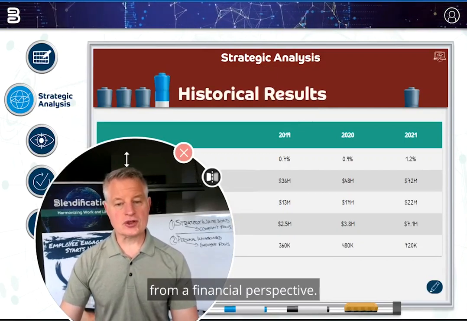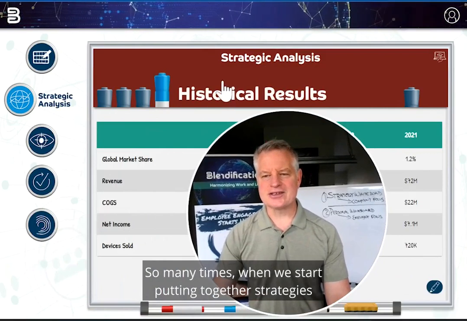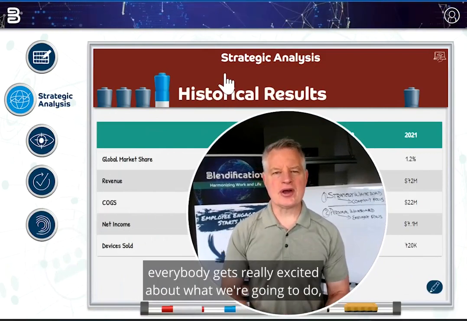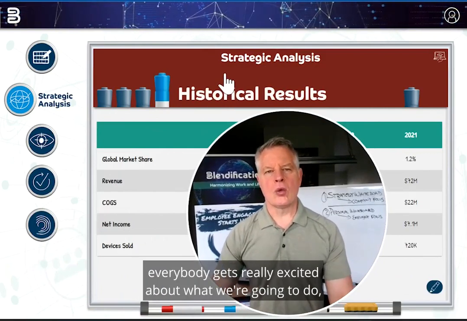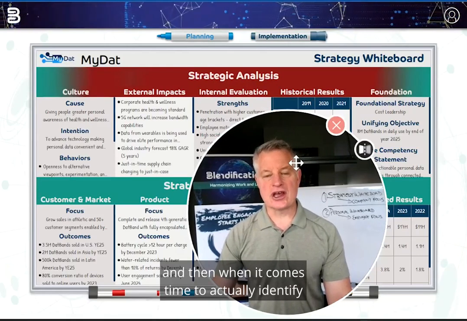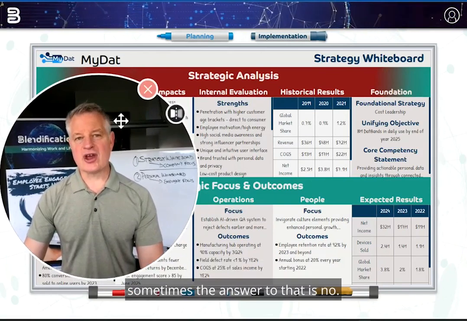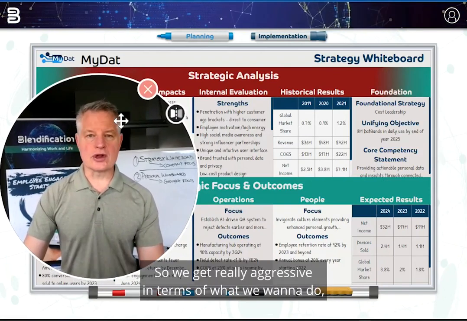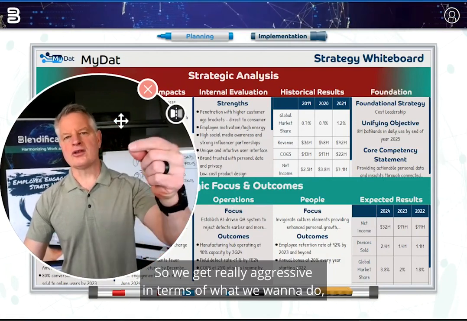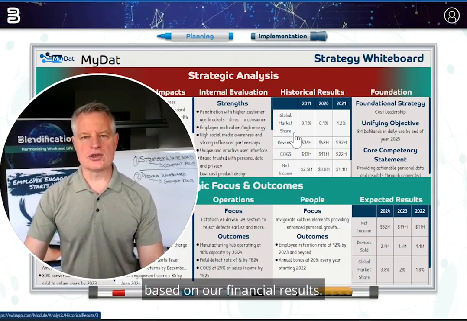past. From a financial perspective, so many times when we start putting together strategies or we're in a workshop, everybody gets really excited about what we're going to do. And then when it comes time to actually identify whether or not we can do this from a financial perspective, sometimes the answer to that is no. So we get really aggressive in terms of what we want to do, but then we're restricted to some extent based on our financial results.